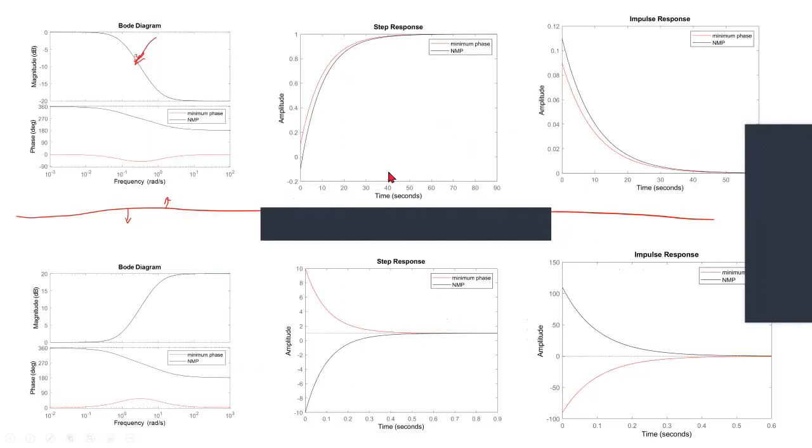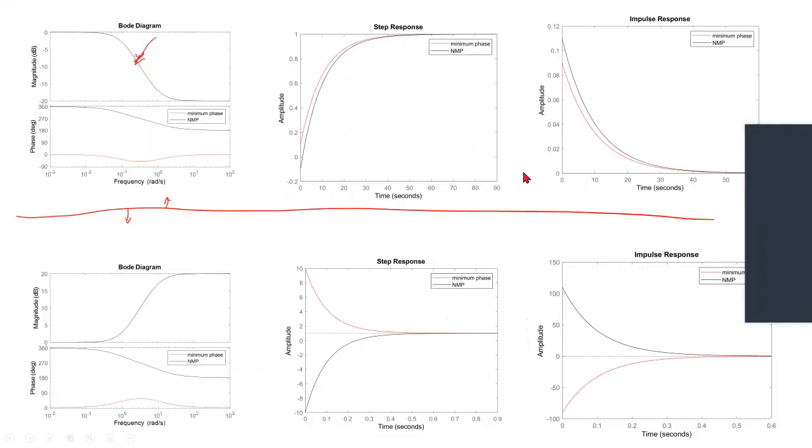Let me do the full screen here. So the difference is, again, this is plus or minus s plus 1, the s divided by 0.1, and plus 1. So you can see that this is lag, okay? This is a lag filter, because A is greater than B.